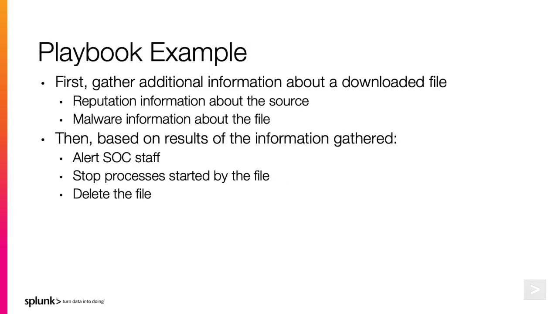As an example of a playbook, it could first gather information about a new downloaded file, and then gather additional information about the reputation of the source, and then also information about potential malware in the file. Then, based on the results of that information gathered, it could alert the Security Operations Center staff, stop processes started by the file, and delete the file.